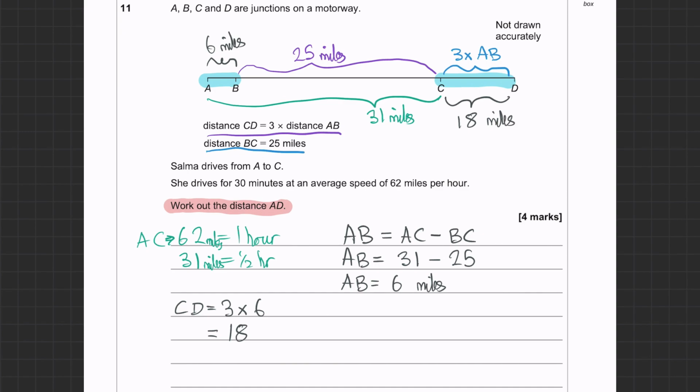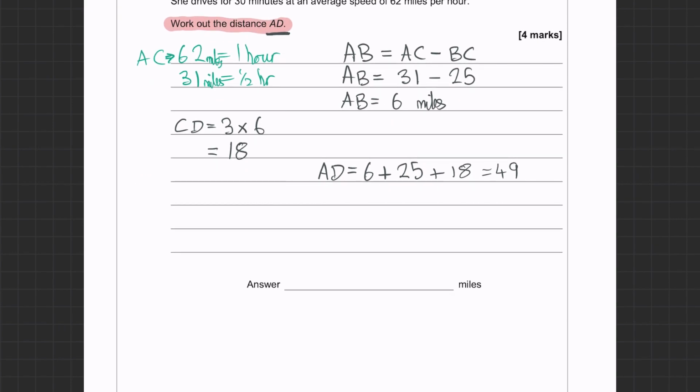Last step, we need to find the distance from A to D. So A to D is 6 miles from A to B, plus 25 miles from B to C, plus 18 miles from C to D. 6 plus 25 plus 18 is 49, so therefore our answer is 49 miles.